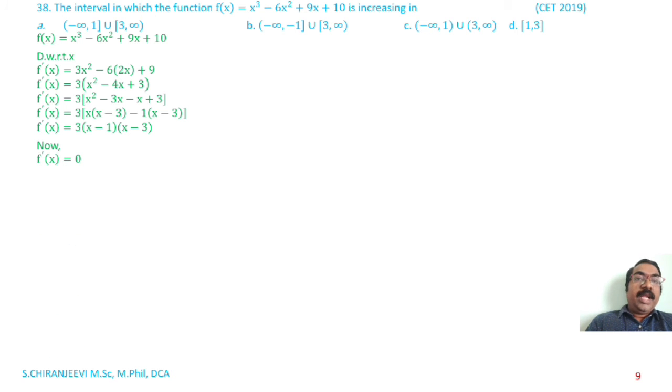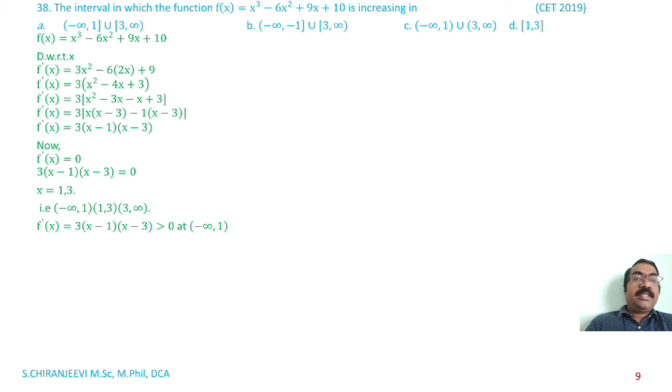So now f dash of x equal to 0. So for increasing, f dash of x needs to be greater than 0. So if we simplify, we get x equal to 1 and 3. So the intervals will be minus infinity comma 1, 1 comma 3 and 3 comma infinity.